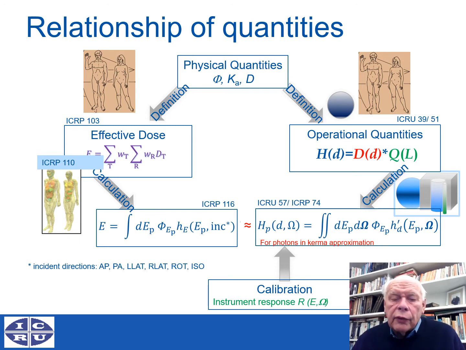The conversion coefficients for the operational quantities are then used to calibrate dosimeters, for example, personal dosimeters, and the reading of these personal dosimeters is then, first of all, of course, HP, but this is then set equal in the records as effective dose.